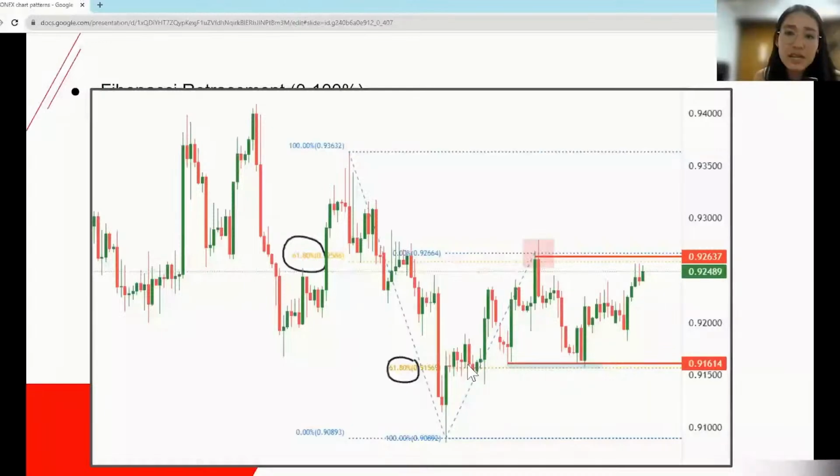Okay, and then my smaller Fibonacci retracement, 61.8 as well, lines up with two swing lows. So this once again is an important level because we see that price has respected this level twice. So it's likely to respect this area again in the future.